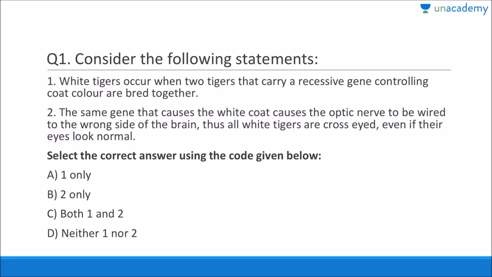Question number 1. White tigers occur when two tigers that carry a recessive gene controlling coat color are bred together. Yes, this statement is correct. The same gene that causes the white coat causes the optic nerve to be wired to the wrong side of the brain. Thus all white tigers are cross-eyed even if their eyes look normal. So this is correct. So answer is C, both 1 and 2.